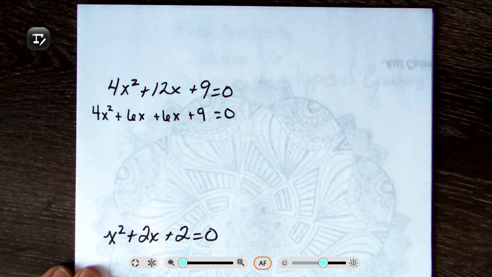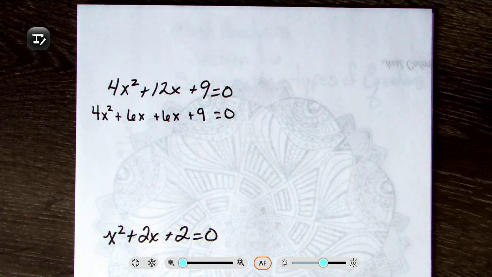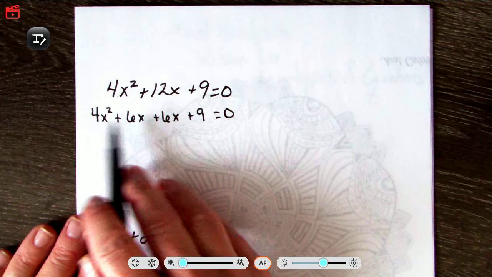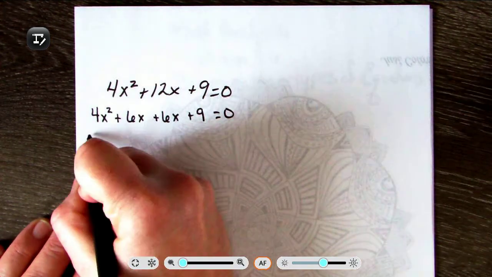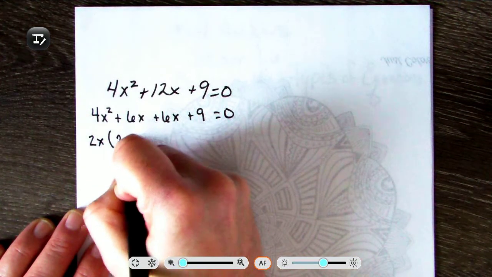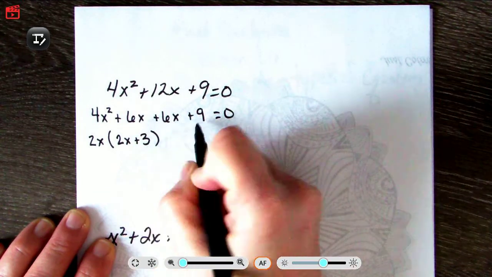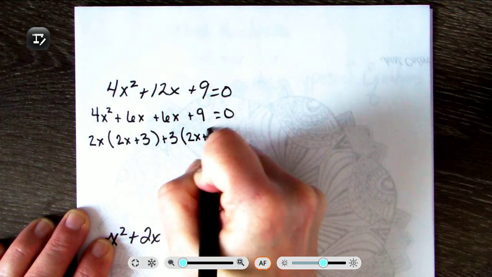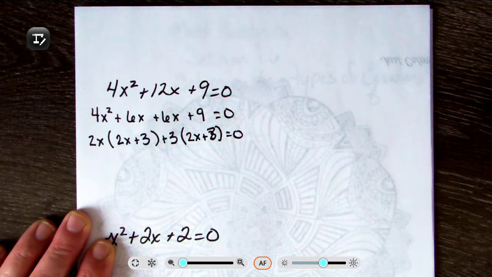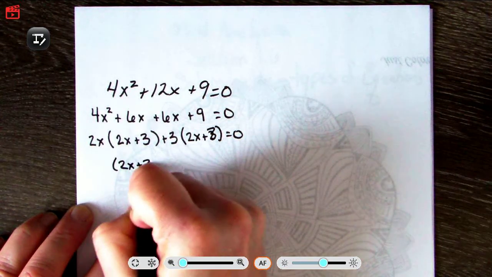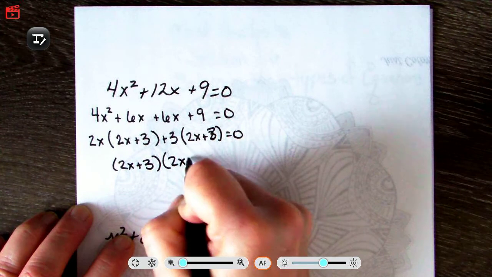This is how I factor. If you remember how to factor just by trial and error, feel free to do so. But now I can factor by grouping. So out of these first two, I'm going to take a 2x out, and I'm left with 2x plus 3. Out of these, I'm going to take a 3 out, and I'm left with 2x plus 3. Both of these have a 2x plus 3 in them, which leaves 2x plus 3 left.